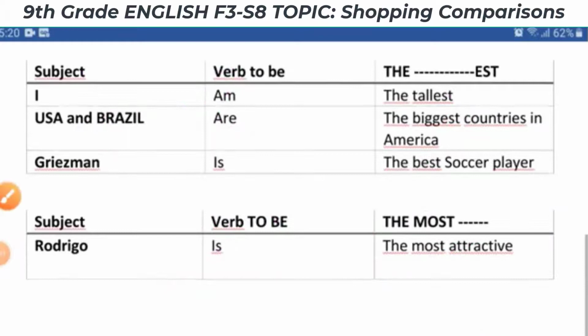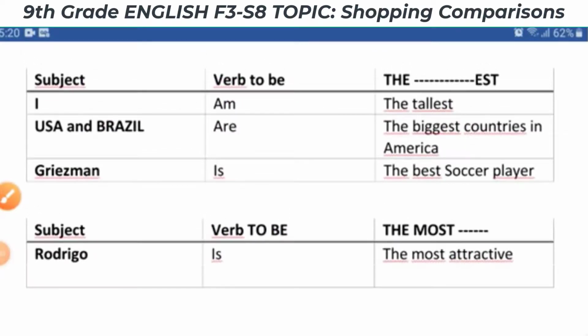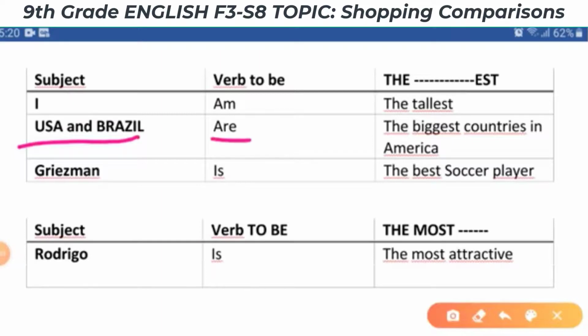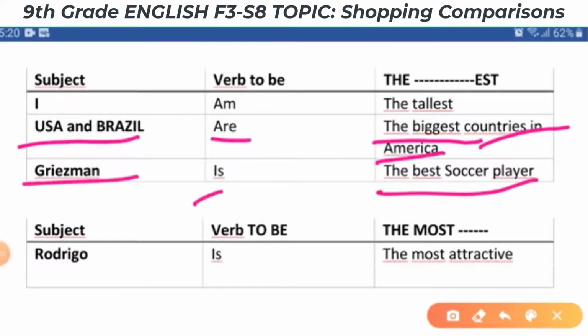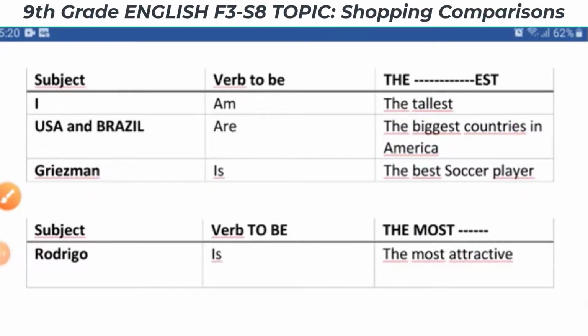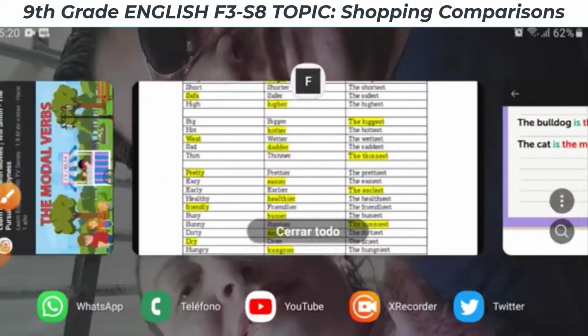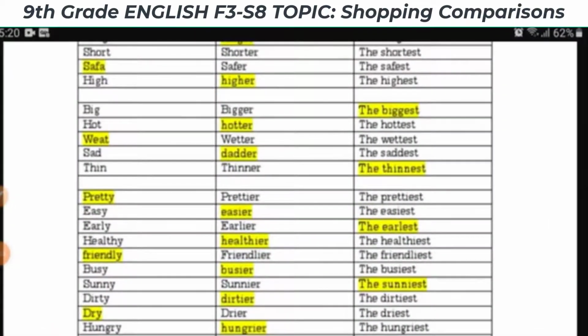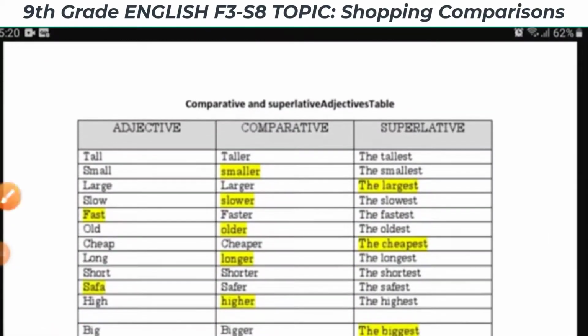Okay, that's it. Now we have more examples here. USA and Brazil are the biggest, los más grandes, countries in America, okay? The biggest countries in America. Griezmann is the best soccer player, el mejor jugador. The best soccer player. Again, puedes ver aquí, en este chart, que aquí tenemos los superlatives de este lado, yes?